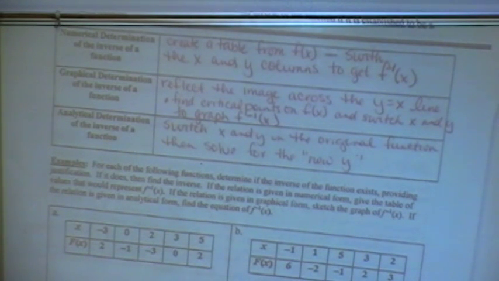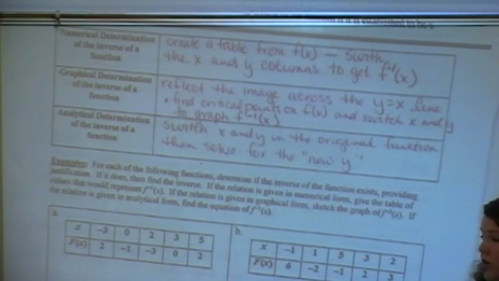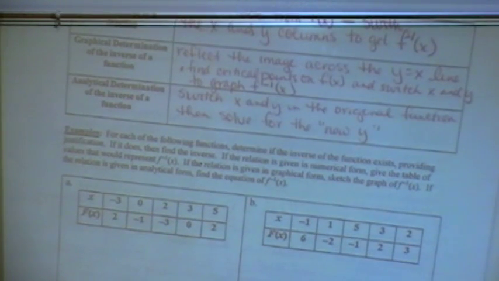So before we do anything, we have to determine if the inverse of the function exists as a function, and then provide justification. If it does, then we're going to find the inverse. If it doesn't, you can't. Not right now, because it's not a one-to-one function.